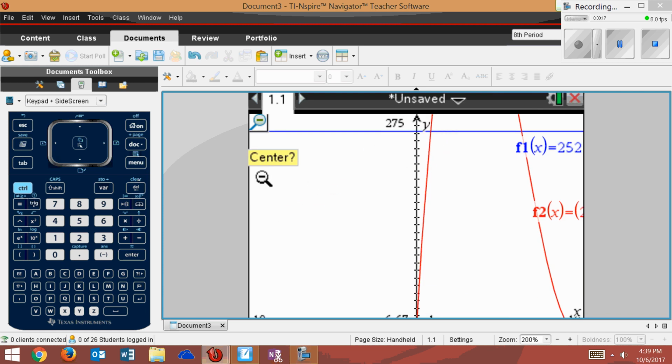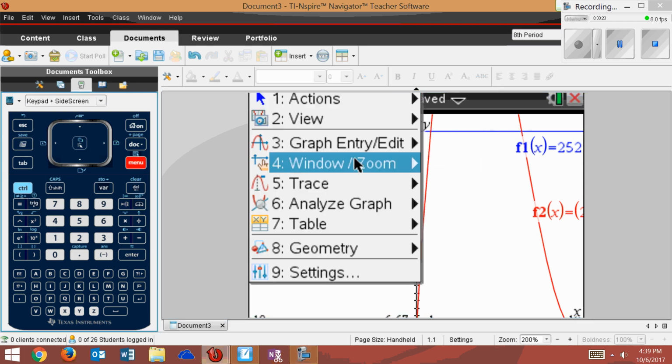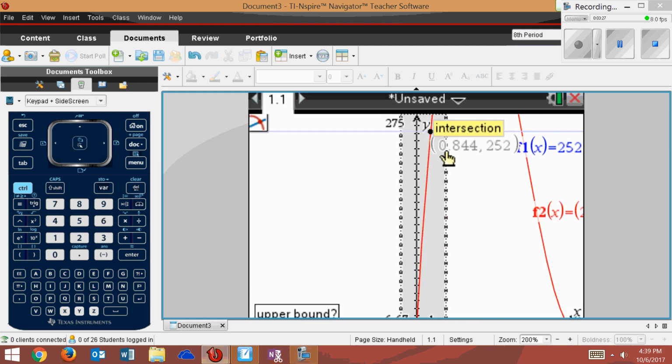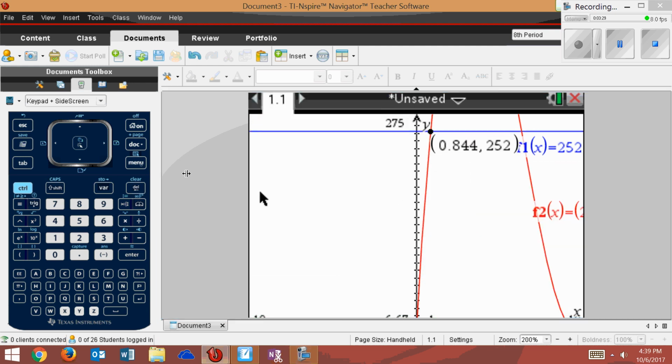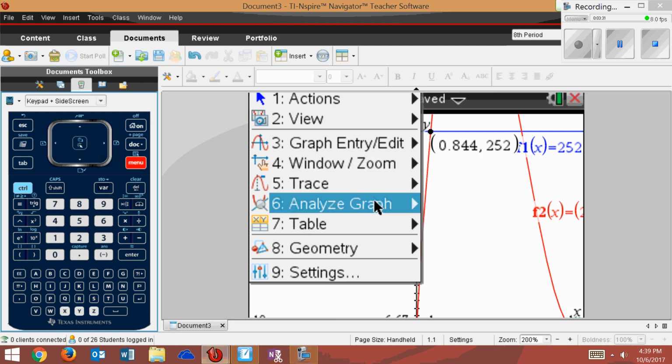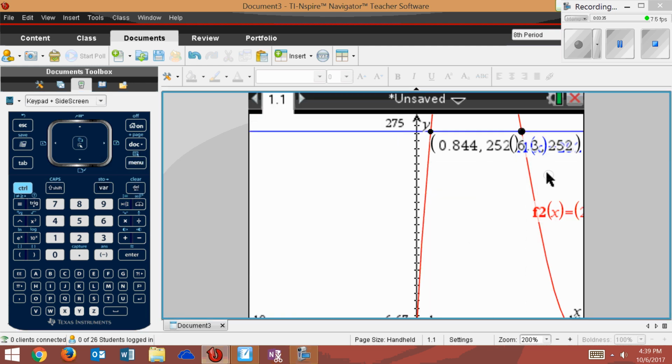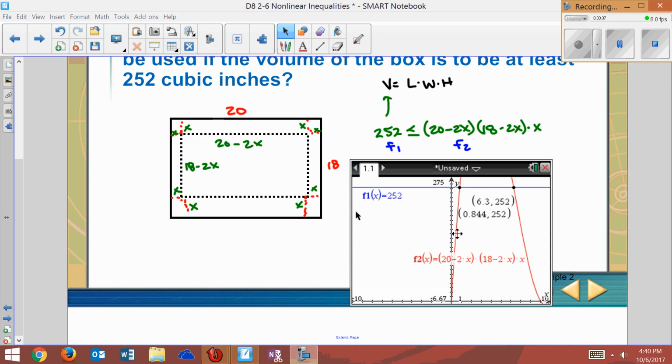So we're looking where the graph is above. It looks to me that it's above in these areas here. So I'll go to Menu, Analyze. I want to look for the intersection. So I have an intersection there. And when I analyze, I'll also have another intersection over here. Okay, so now I pulled this over.